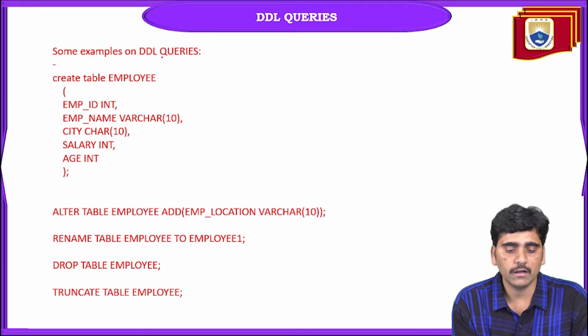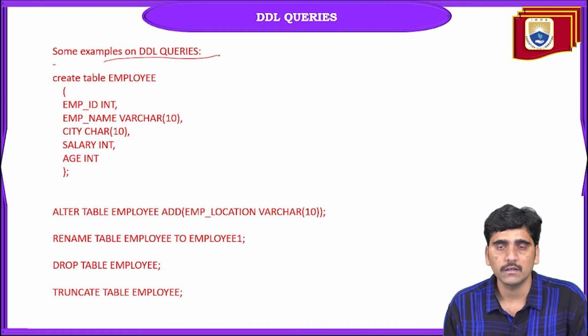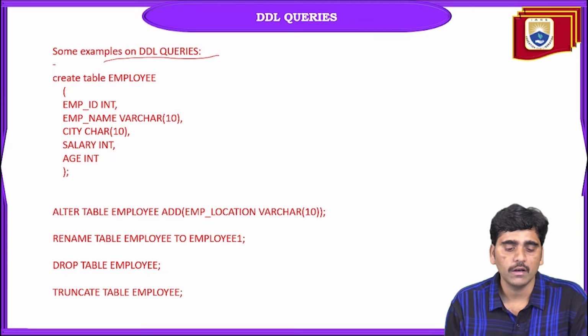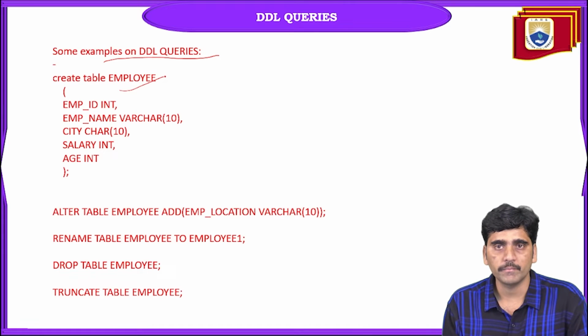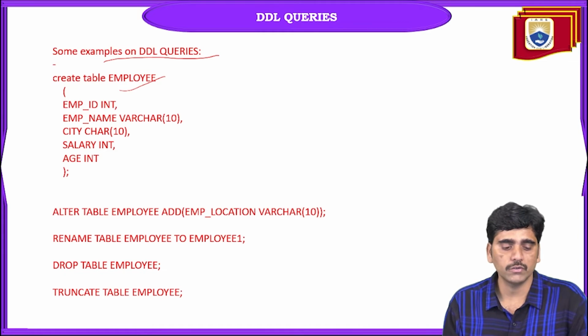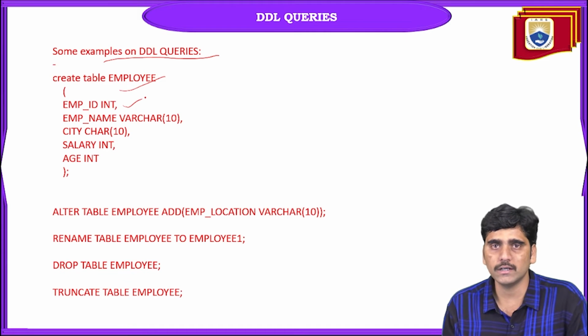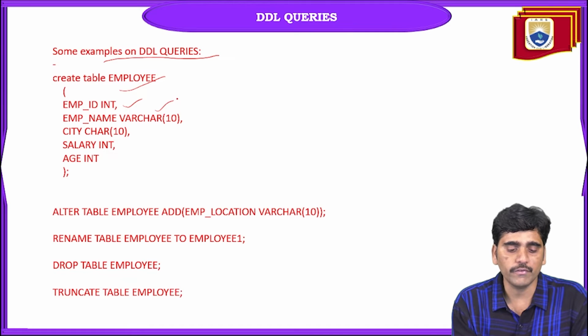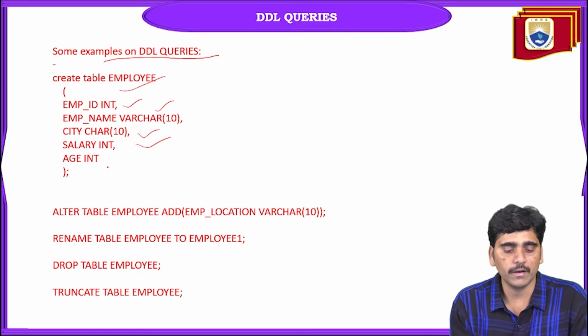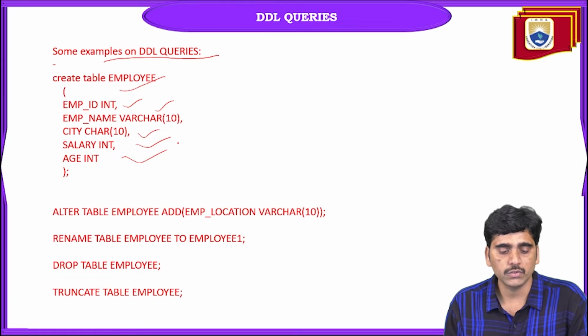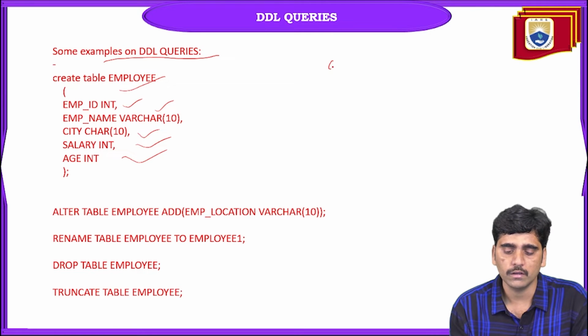So see here some examples of DDL queries. I am going to create a table named employee. That employee table contains employee ID as an integer data type, employee name as a varchar data type, employee city as a character data type, the salary as an integer data type, and the age also as an integer data type. So I am going to create this employee table. The employee is the table, and this table contains what?